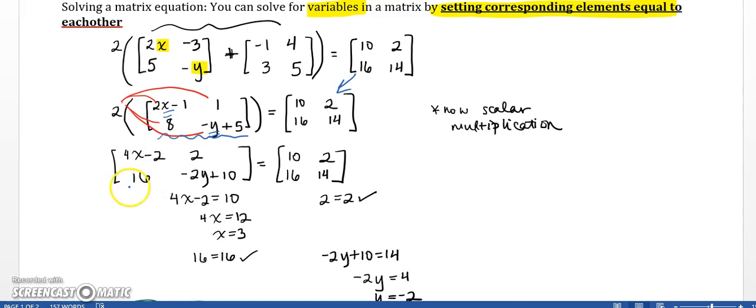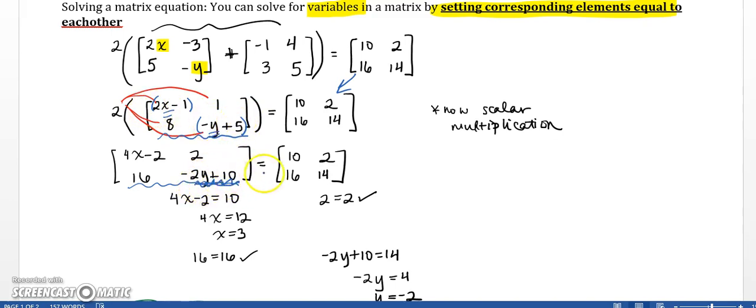So I ended up with this matrix. When you write that down, make sure you understand how I got it. I distributed the 2. Just be careful, when you distribute the 2 to this expression, it needs to go to the 2x and the 1 to get 4x minus 2.